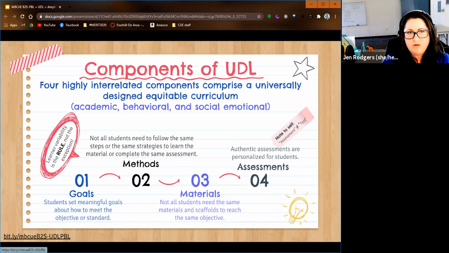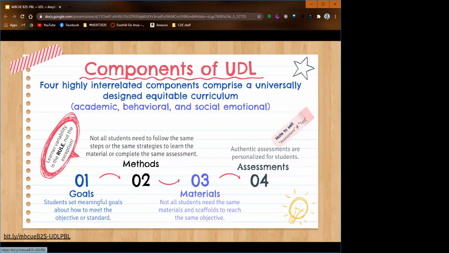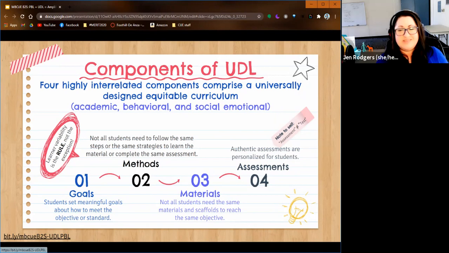So when thinking about goals in the classroom and learning goals and objectives, what about that statement under number 1, goals, is different than maybe what a traditional learning environment might be? You can say it or you can pop it in the chat. That the students are setting the goal? That the students are setting the goal, exactly.